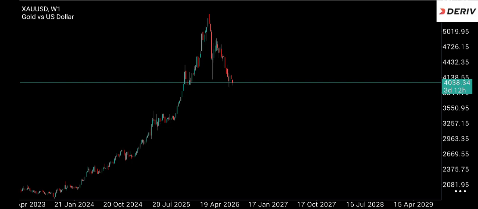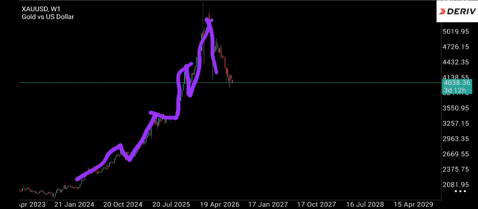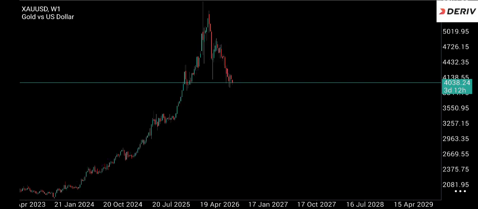You can see gold has been in an uptrend, creating higher highs, higher lows, higher high, higher low. We are still expecting a higher high. I know some people might say gold is in a downtrend. No, this is just gold retracing. It hasn't yet changed its structure or its character.